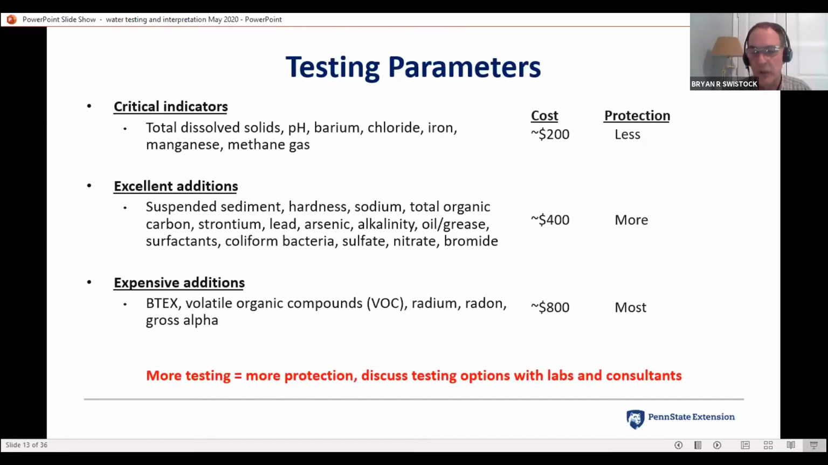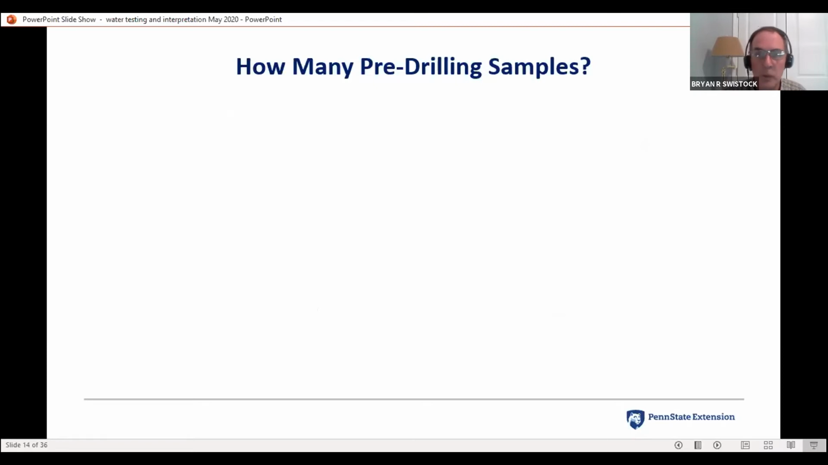In a nutshell, the more testing you do, the more protection you're going to have, but the more money you're going to pay for it. And so it becomes a discussion between the homeowner and the water testing labs and other professionals about what can I do most efficiently for what I can afford.